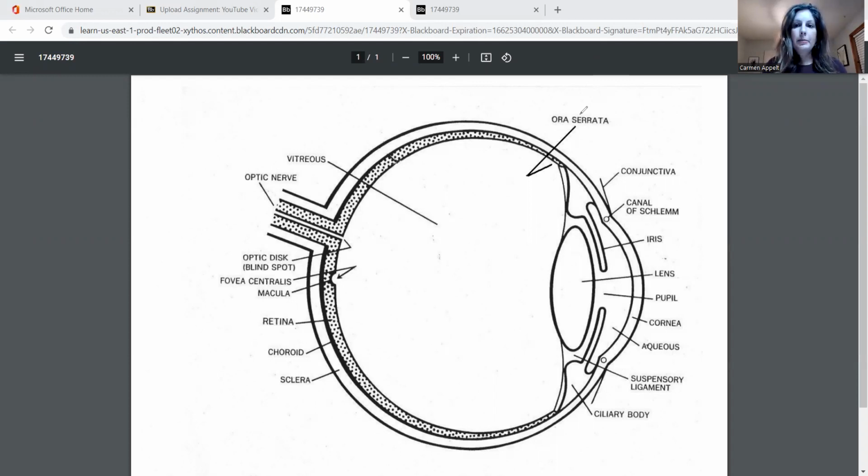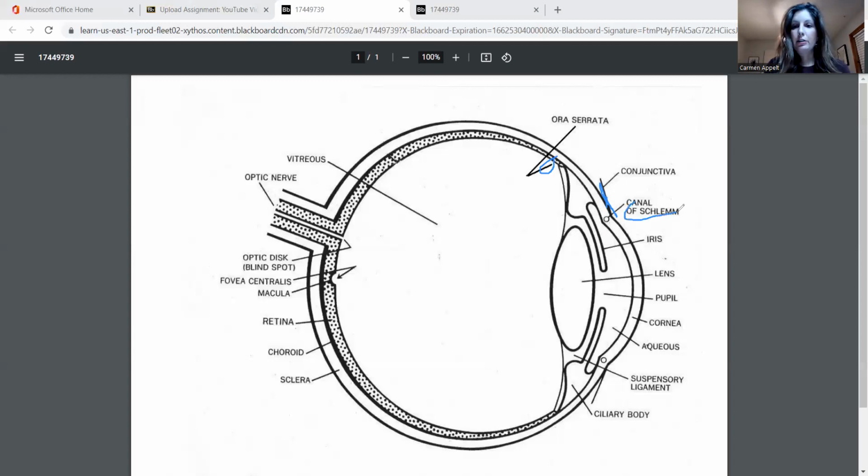The ora serrata here is actually a junction between the choroid and ciliary body. And so it's actually the transition piece that takes you from the simple part of the eye in the front to the more complex part of the eye in the back. Conjunctiva, this right here, is the transparent layer of mucous membrane that covers the inside of the eyelid.